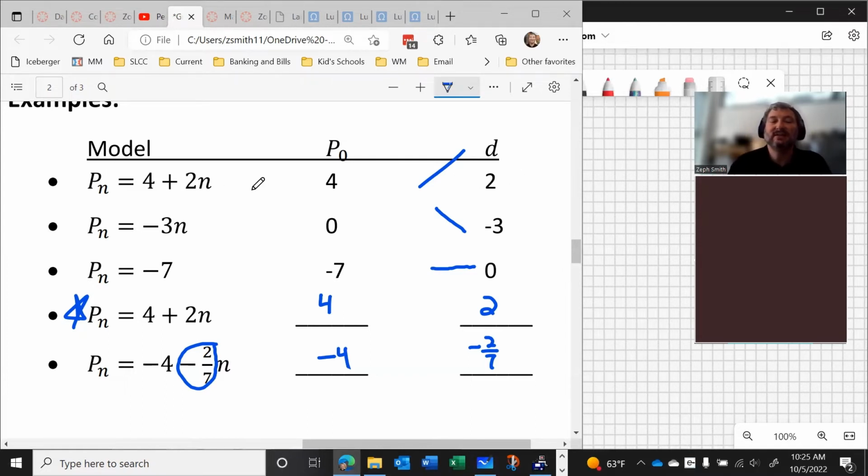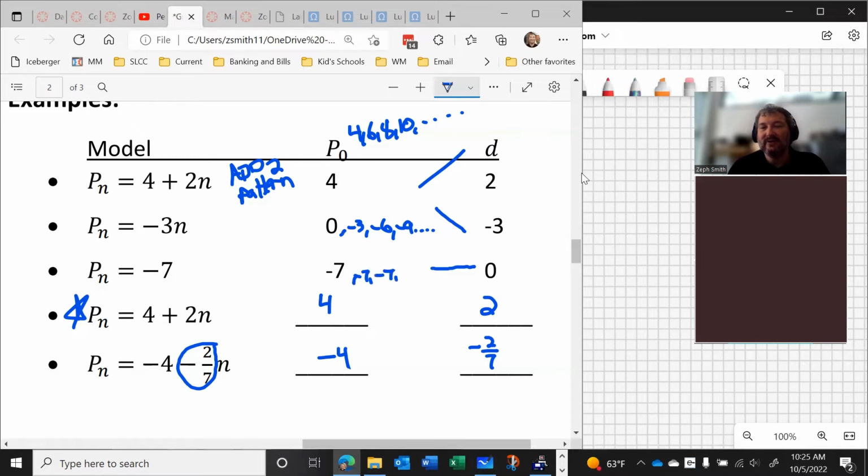So you can think of this as an add 2 pattern. It would be 4 and 6 and 8 and 10, etc. This next one is a subtract 3 pattern. So it'd be 0, and then -3, and then -6, and then -9, etc. This is a subtract 3 pattern. This is an add 0. It's just -7, -7, -7, -7, etc.